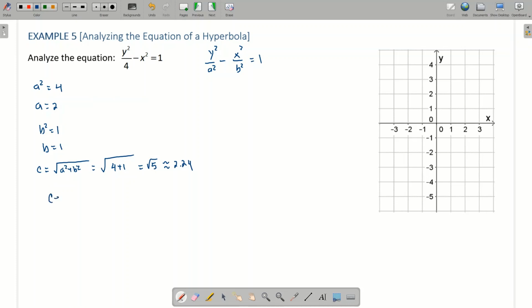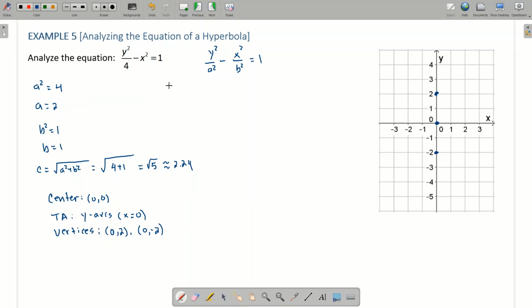Let's do center first. Center is still the origin. And transverse axis, the front term tells us that the transverse axis is the y-axis, or the equation x equals 0 if it asked for it in that form. So let's go ahead and plot the center, and we can put in the vertices now. We need to move up 2 units, move down 2 units. Let's go ahead and record them. So (0, 2) and (0, -2).